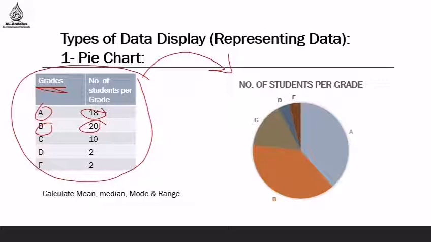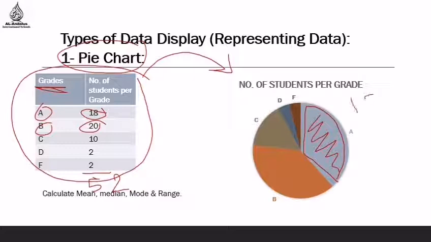Like here, I chose the pie chart. What is the pie chart? I will represent these data in a circle that is representing each portion of the grade. For example, here the total number of students is 52. I'm representing 18 out of the 52, so I make it like a percentage. This is the part that is representing the students that got A, which is 18 out of 52.